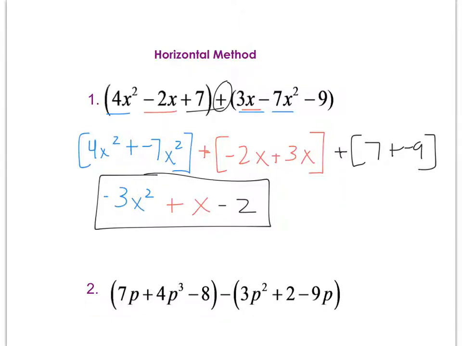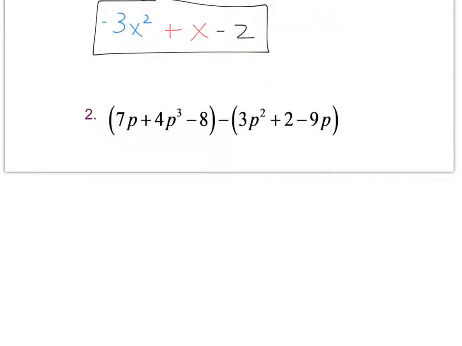Another way of using the horizontal method is lining up your terms, or maybe like circling or boxing them, and a 4p cubed, ooh, there's no p cubed over here, so I get 4p cubed.